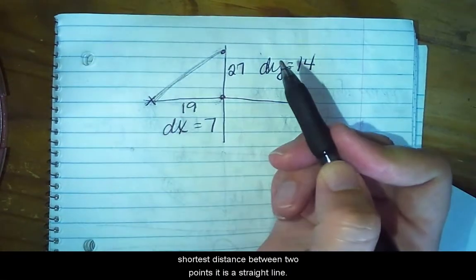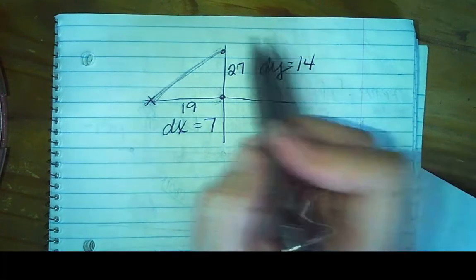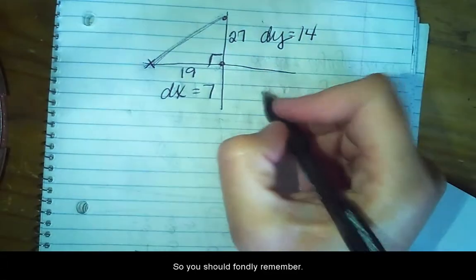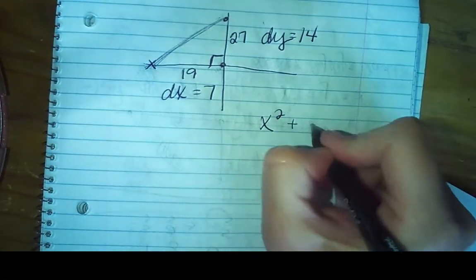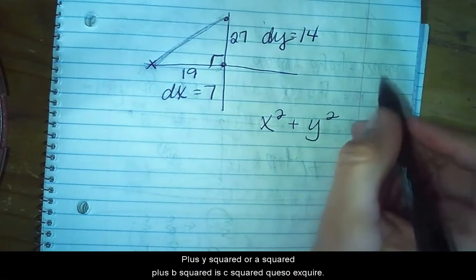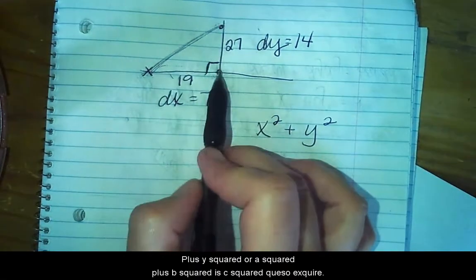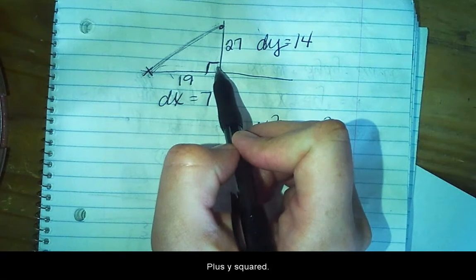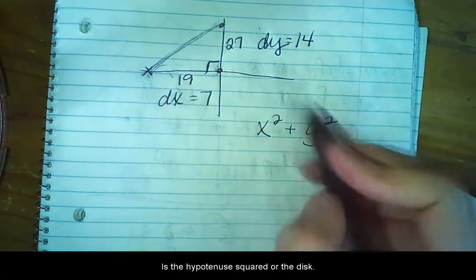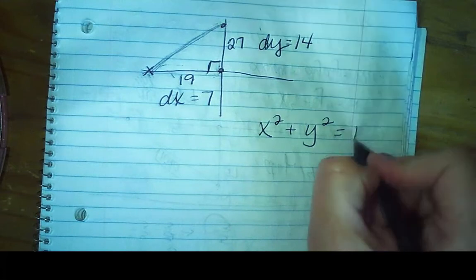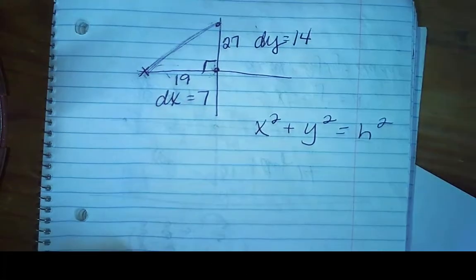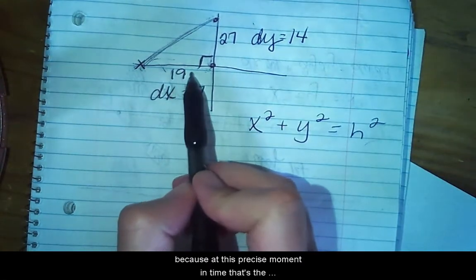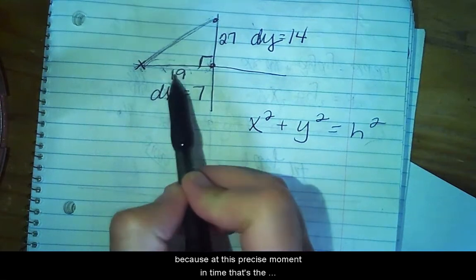So what's the shortest distance between 2 points? It is a straight line. So you've just drawn a right triangle. So you should fondly remember the Pythagorean Theorem says x squared plus y squared, or a squared plus b squared is c squared. Okay, so x squared plus y squared is the hypotenuse squared, or the distance squared. So I'm just going to put hypotenuse squared. Okay? That's your formula.